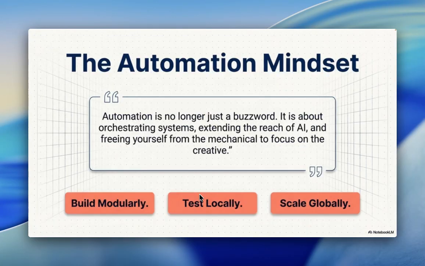The automation mindset. Automation is no longer just a buzzword. It is about orchestrating systems, extending the reach of AI, and freeing yourself from the mechanical to focus on the creative. Build modularity, test locally, scale globally.